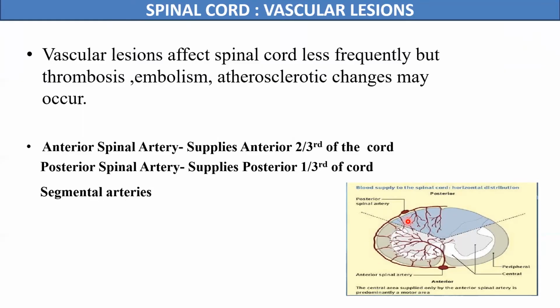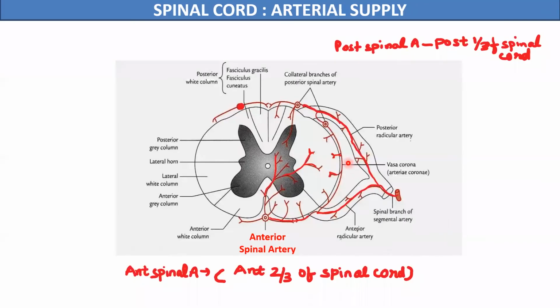Now these spinal arteries also form a plexus around the spinal cord. Here we can see a plexus named the vasa corona, which is formed by the branches of the anterior and the posterior spinal artery, and branches from this vasa corona supply the superficial parts of the spinal cord.